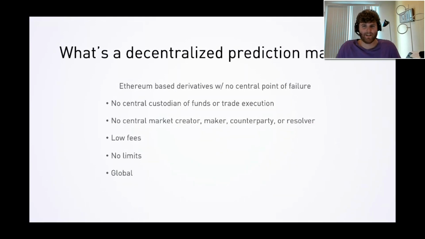And so the concept behind a decentralized one is there's no central point of failure. So there's no one person who holds all the funds or who processes the trades or who does really anything. But the three key features that are differentiated from the user standpoint are, first, fees are very low. Centralized prediction markets have very high fees, think 5 to 10%, or in the case of Betfair, in some cases, if you're a market maker there, upwards of 50% of your profits go to them.